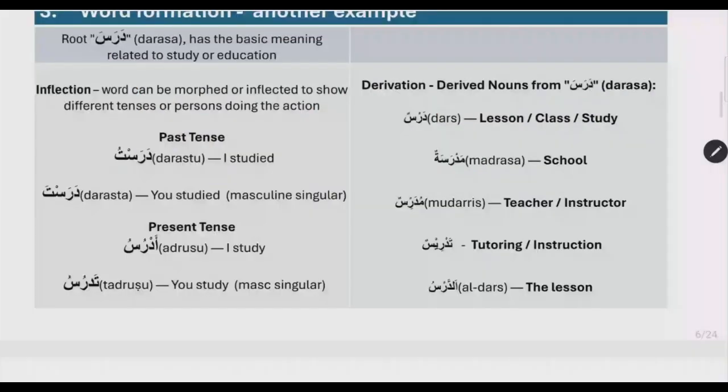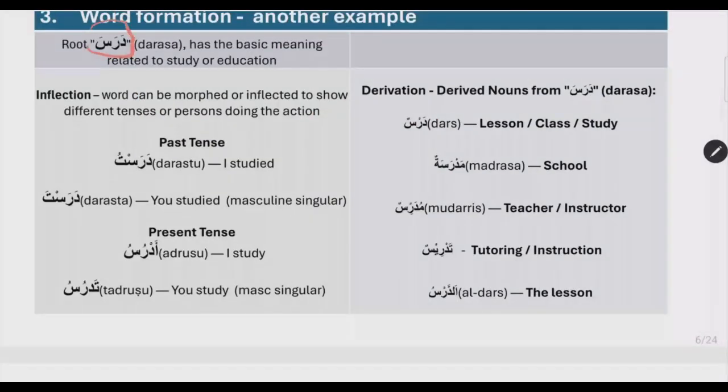Say the root darasa is another three-letter word, right? And darasa has to do with either studying or something related to education or schooling, right? The inflections from that particular root, we have darastu, meaning I studied, past tense, at the end, and darasta, meaning you, also past tense, right? So these are examples of past tense. And the present tense is where you do things at the beginning of the word, like the alif to show I, or the ta to show you or she, as well as sometimes you have other letters that come in there to show the plural forms of these particular verbs in the present tense.